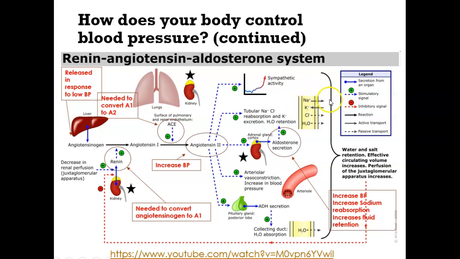Then also you need to be familiar with the potassium reabsorption medications. I want you to look that up. Potassium sparing diuretics. So the different kinds of diuretics: there's the potassium sparing diuretics, and then there's the loop diuretics.